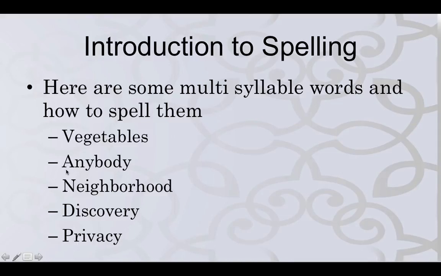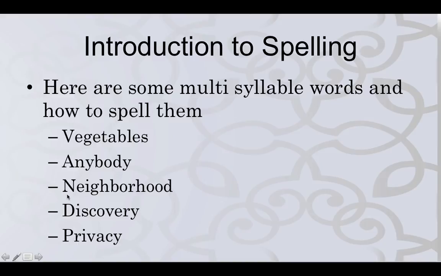Spelling. Any. A, ny, ni, any. Bo, boo, any-boo, dy, anybody. This word is anybody. Oh, okay, this word is anybody. So notice how I combined vowels with consonants to make syllables, and I combined syllables to make a word.